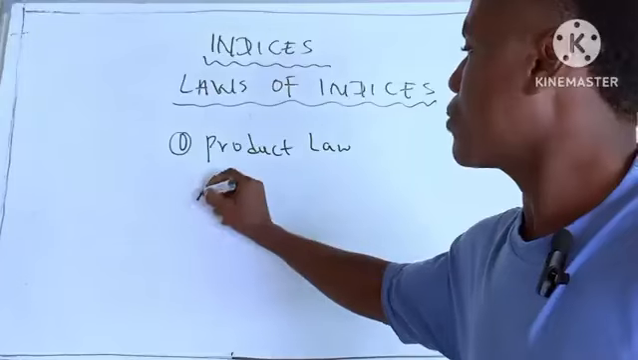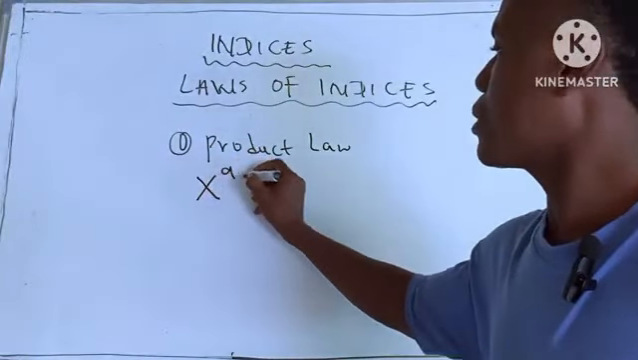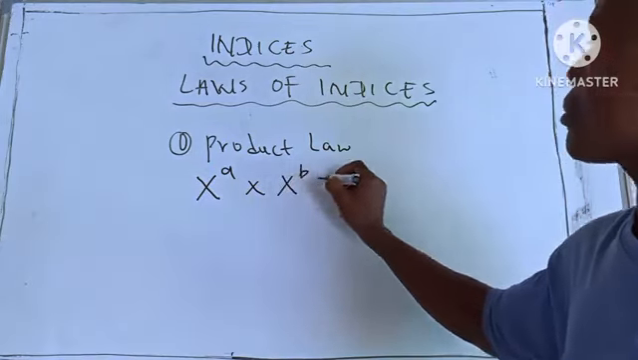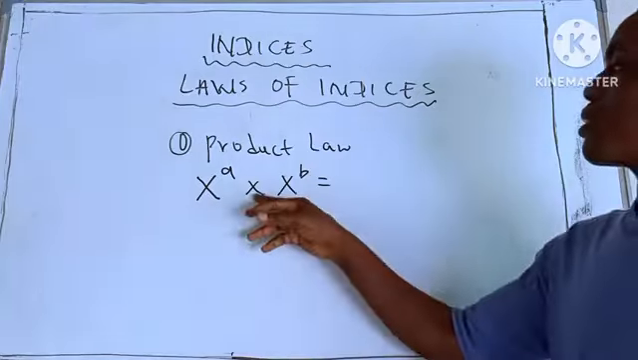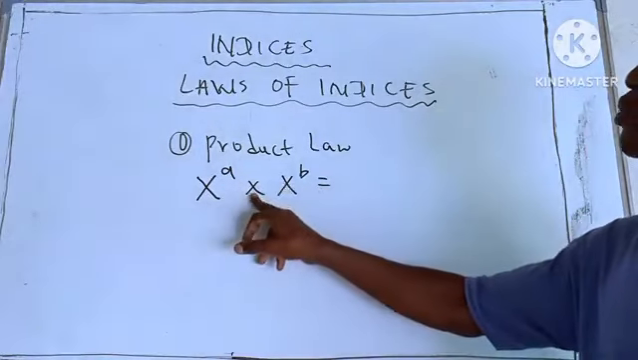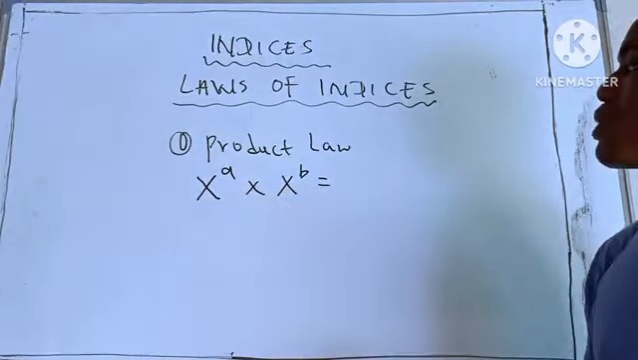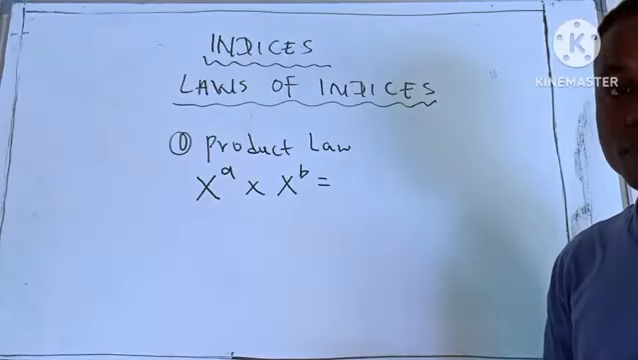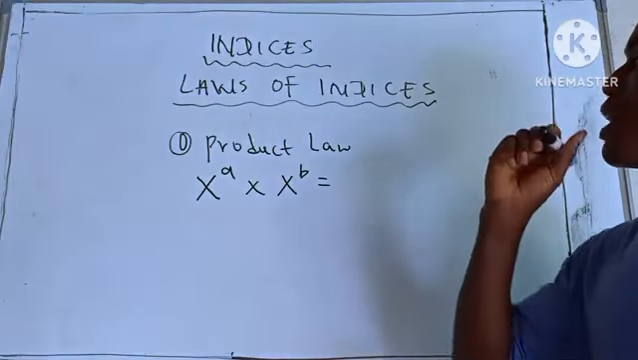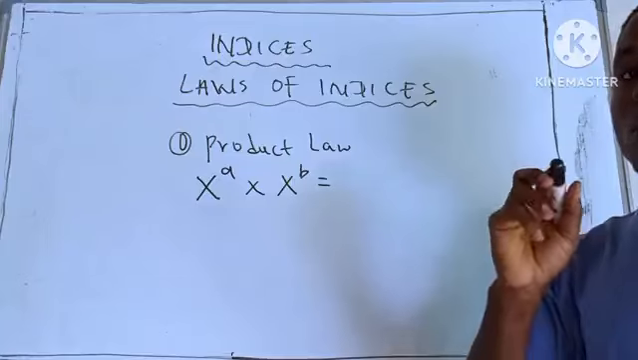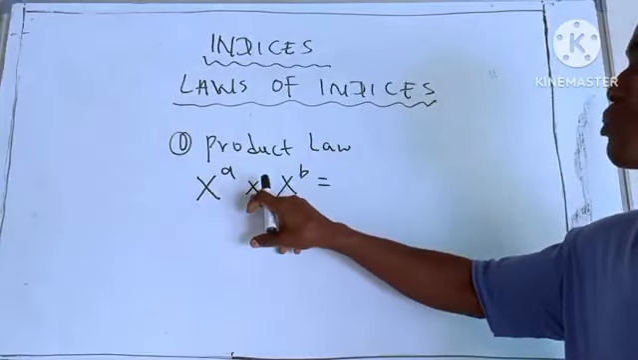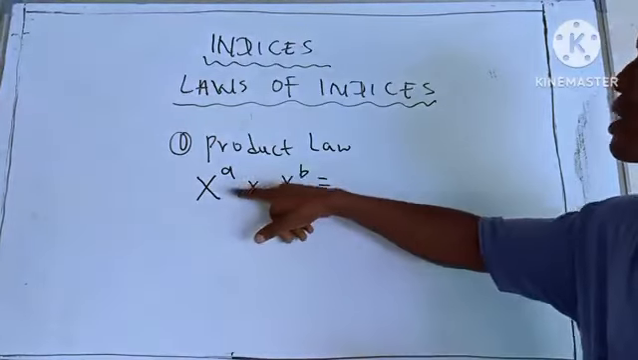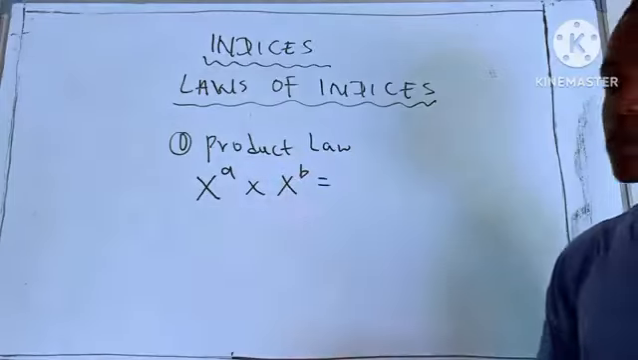Like example, let's say we have x raised to power a multiplied by x raised to power b. Now we call this one multiplication, right? In maths, we can either call it multiplication, times, or product. So whenever you hear the word product, we are referring to times or multiplication. So this is the first law. It's called the product law.